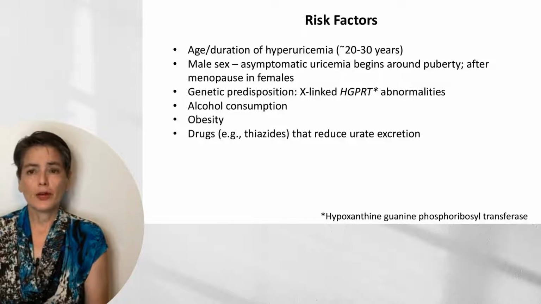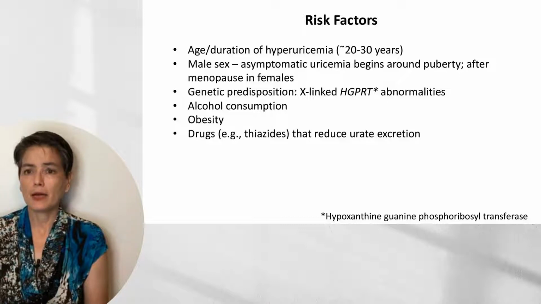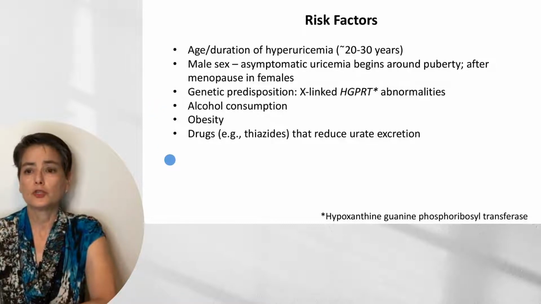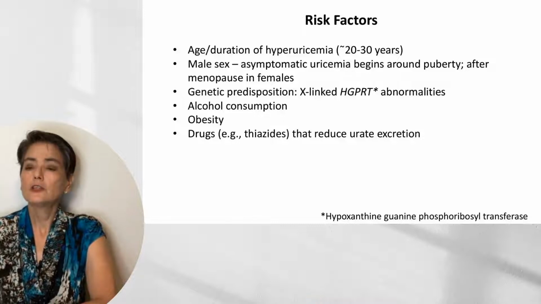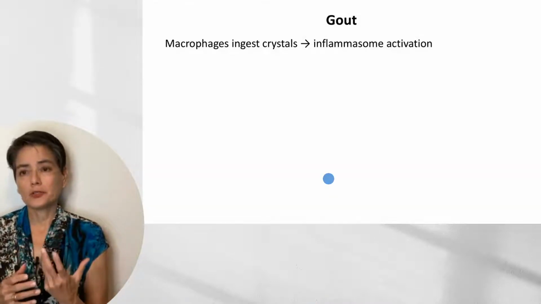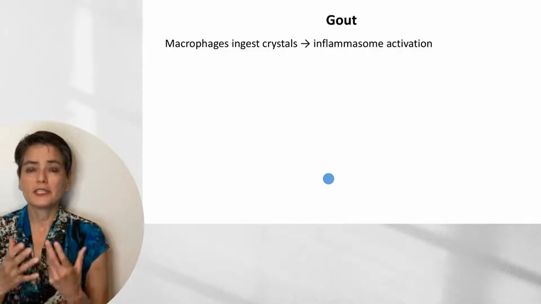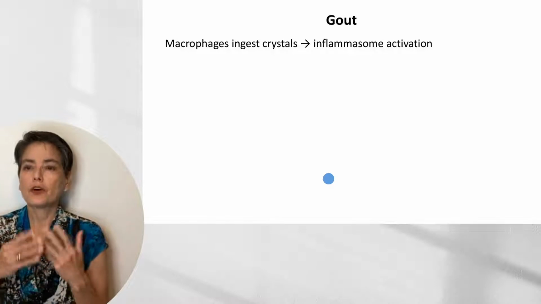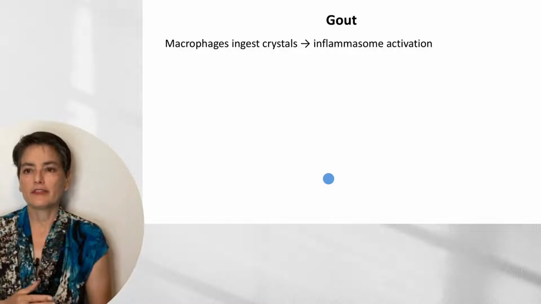There are some rare genetic causes of gout, such as X-linked HGPRT abnormalities, and we can also see an increased risk of gout with excess alcohol consumption and obesity, and some medications that reduce urate excretion. So what is the pathogenesis of gout? We have monosodium urate crystals that are deposited in and around joints, and macrophages will ingest those crystals, resulting in activation of the inflammasome.